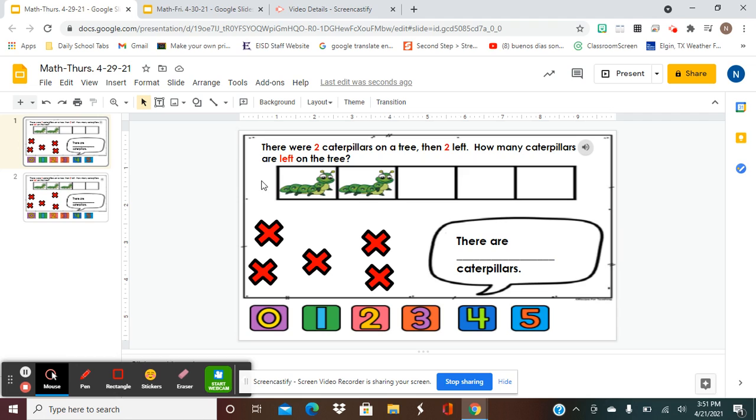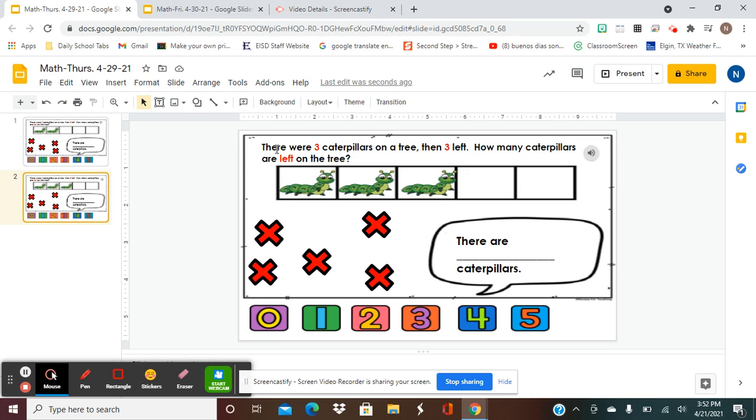So this word problem says there were two caterpillars on a tree. So here they are, one and two. Then two left. How many caterpillars are left in the tree? So you're either going to move down the caterpillars or you're going to X out the two that left. And then you're going to figure out how many are left here. And that's the number you're going to put over here in the blank. All right. Let's look at that second word problem.